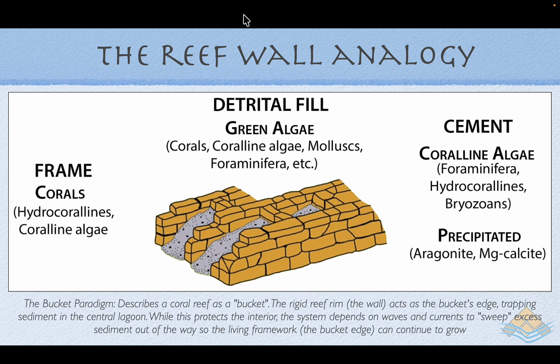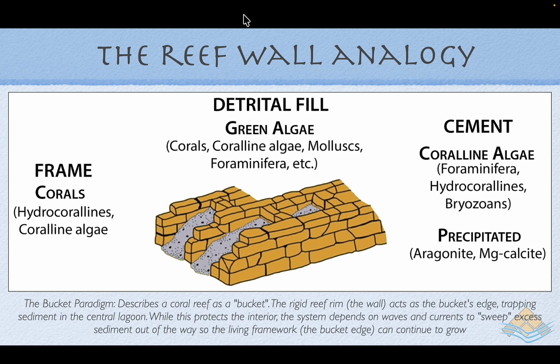This also leads into the bucket principle, which I'll talk about when we get into sequence stratigraphic concepts in carbonates, where we can describe a coral reef as a bucket rim, or the rigid reef rim acting as an edge of a bucket which is trapping sediment. That reef rim is protecting the interior, but the system also depends on waves and currents to sweep excess sediment out of the way, either back into the lagoon or down into the deeper water settings, so that living framework, the bucket edge, the bucket top if you like, can continue to grow. This leads into concepts in sequence stratigraphy indicative of responses to changes in sea level versus growth rates of the organisms that make up the bucket rim.